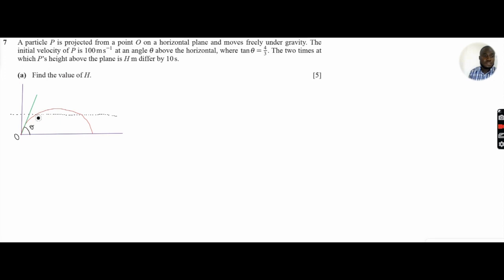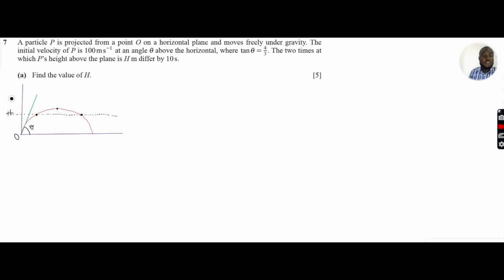P reaches this point H on its way up, and on its descent also passes through that point on its way down. So it reaches the point H twice. First time on its way up, the second time on its way down. The midpoint here is how long it takes for P to reach the maximum height.